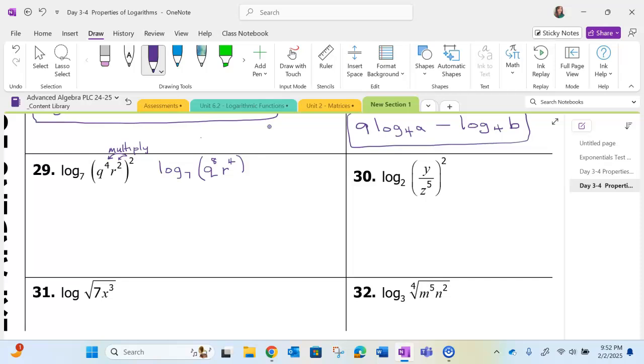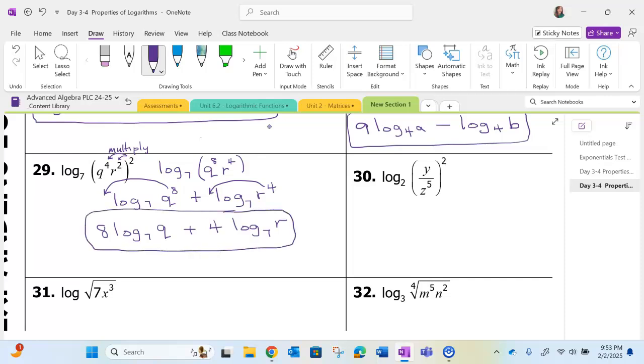Now we can expand. So we have log base 7 of q to the 8th. We're multiplying, so put a plus, and we have log base 7 of r to the 4th. Now, gotta move those. Gotta move those. So it becomes 8 log base 7 of q plus 4 log base 7 of r. And there you go. All done. Okay? You would do the same thing here. I would suggest that you multiply both of those before you expand.